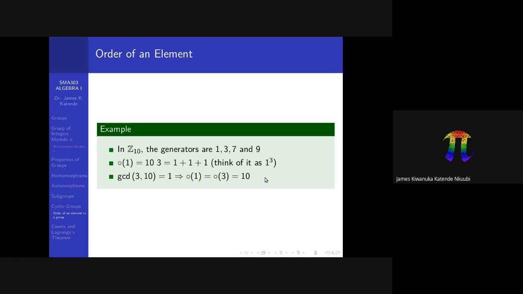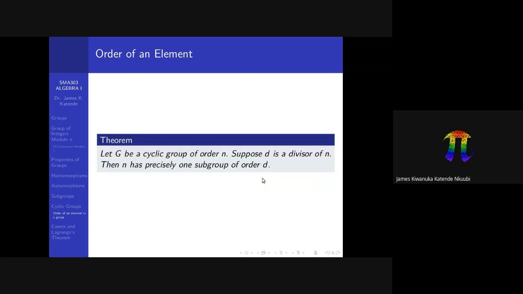Anyway, do this in your own time. Try to play around with the rest. We have just considered 1 and 3 and applied the theorem to show that the order of 1 will be equal to the order of 3. We already know the order of 1 is 10. So the order of 3 will also be equal to 10, and therefore 3 will be a generator. 7 and 9 as well will be generators. You can check those.